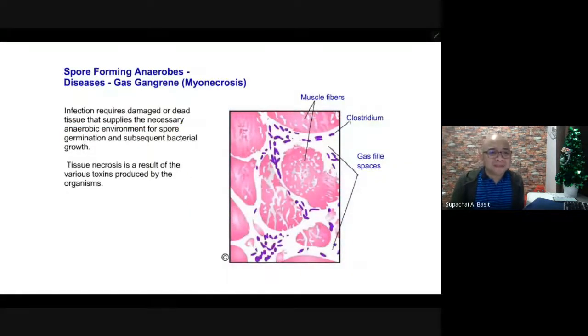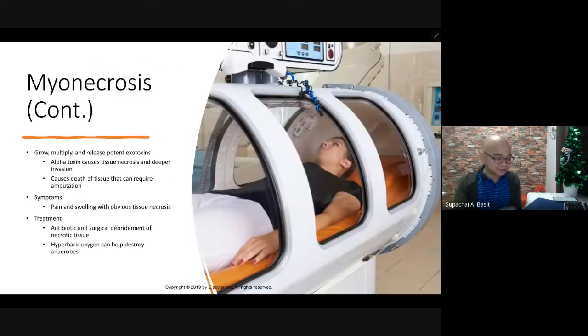So infection requires damaged or dead tissue that supplies the necessary anaerobic environment. Because if you have damaged tissue, there's ischemia. And what did I say about ischemia? There's no oxygen, and that is actually very ideal for anaerobic bacteria to grow. So tissue necrosis results from various toxins produced by the microorganisms. There's one particular treatment that we can use for myonecrosis.